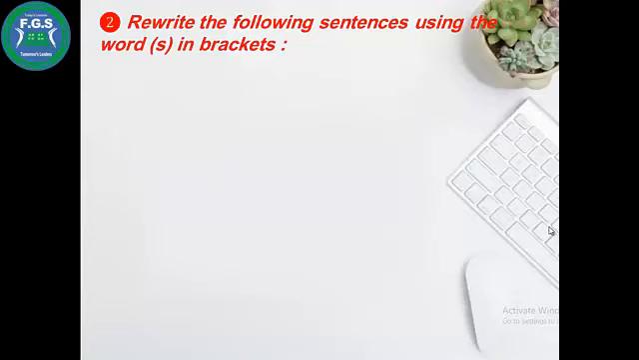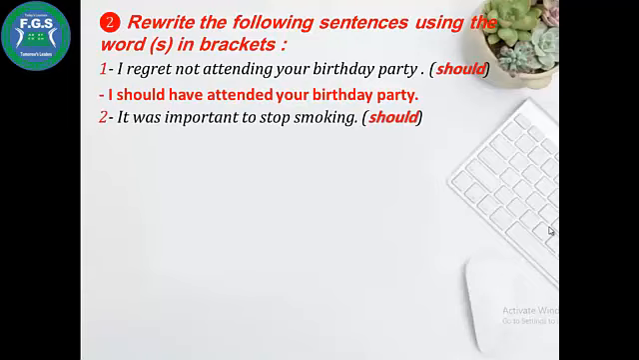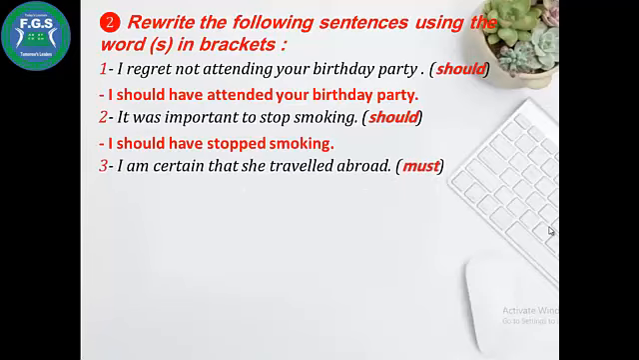Rewrite the following sentence using the words in brackets. Number 1. I regret not attending your birthday party. Should. I should have attended your birthday party. It was important to stop smoking. Should. I should have stopped smoking. I am certain that she traveled abroad. Must. She must have traveled abroad.